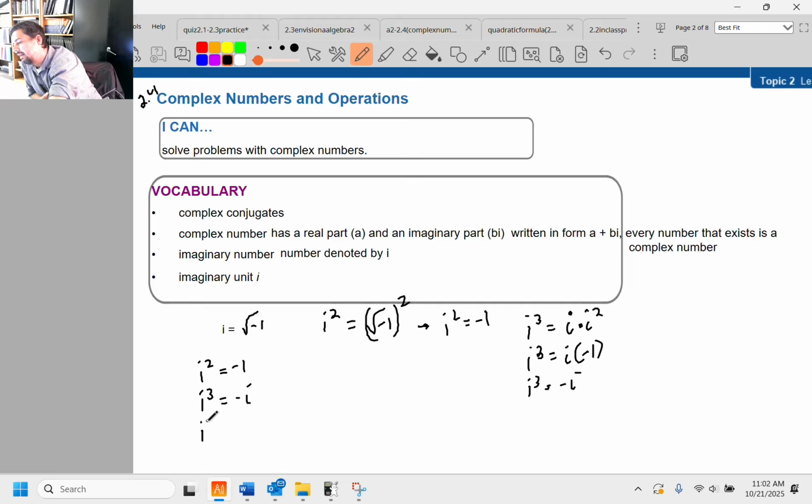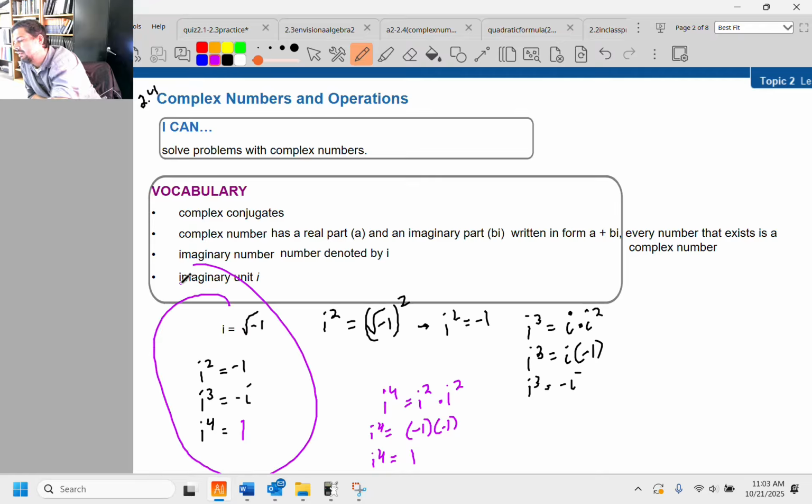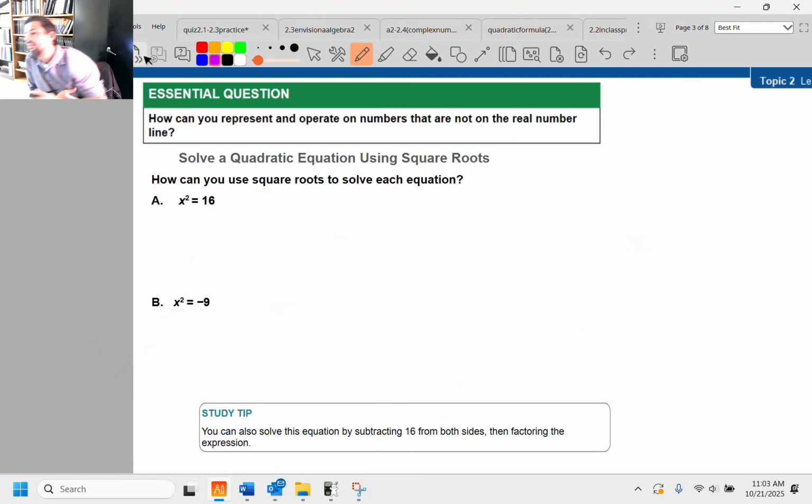And the other big one is i to the 4th. Well, i to the 4th is nothing more than an i squared times an i squared. And what was each i squared worth? Each i squared was worth negative 1. And if you take a negative 1 and you multiply it by a negative 1, you get 1 back. So these are definitely worth memorizing. All right, pause for a second and I'll be right back.